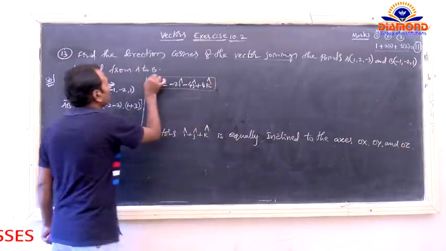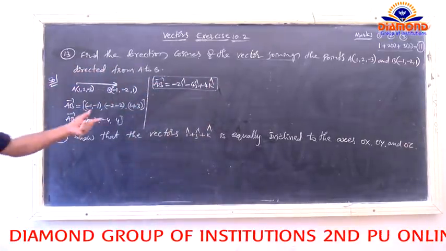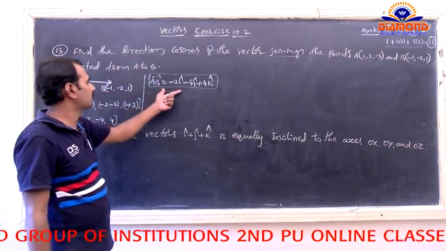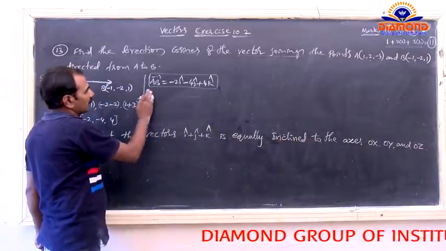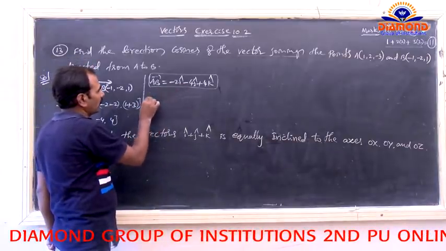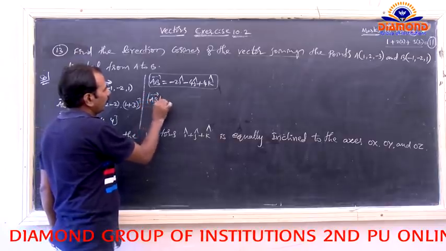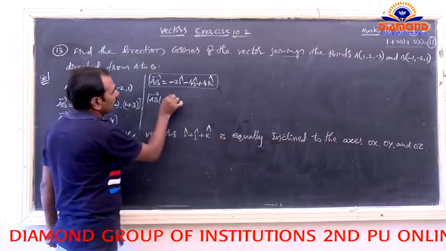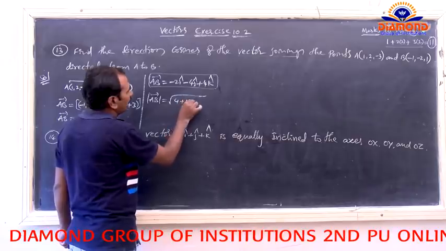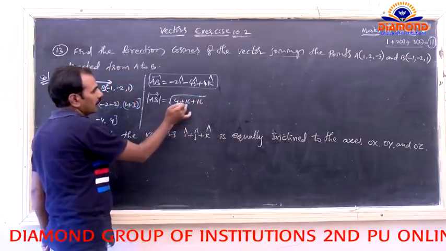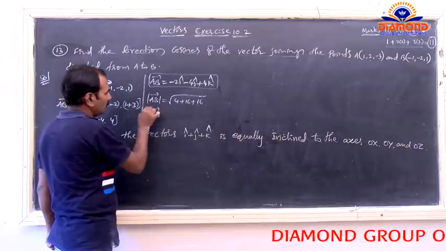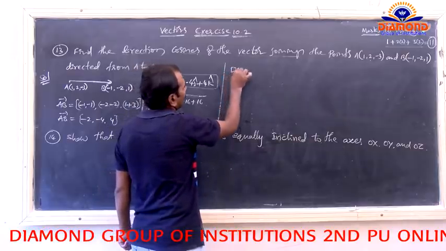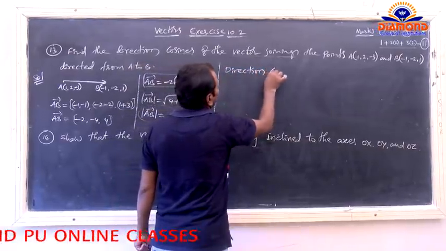This is the AB vector. Next, it is the same as the 12th problem. Direction cosines means first we calculate its magnitude. Magnitude means the square root of 4 plus 16 plus 16, which is 36. It means the magnitude of AB is 6. So, direction cosines.